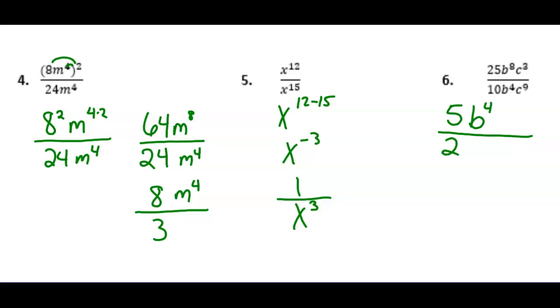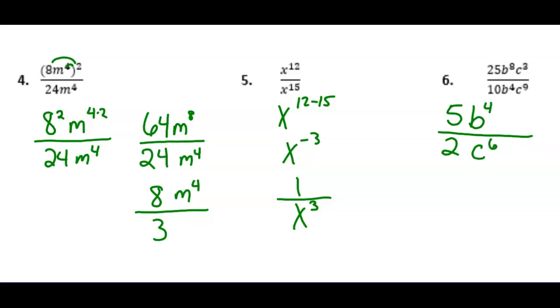Now I need to look at my C's. What am I going to get? 3 minus 9 is negative 6. It'll be on top. Yes, because it's supposed to be at the bottom. When it's C to the negative 6, that's because it's on top. So everything's on top if I subtract my top number from my bottom number. So C to the negative 6 would be on top, so we have to move it to the bottom.